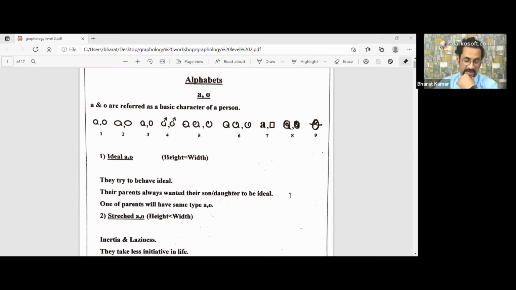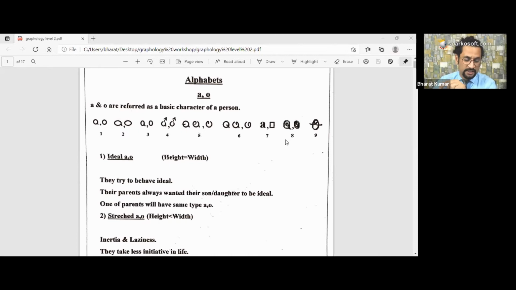Now, very important, the eighth kind of A. It looks like the at-the-rate symbol. Like when we write an email address, how do we write it? Like Bhavna at the rate of Gmail. So that is the A looking like at the rate. Okay. And here the node is where, inside A there is a node. Inside A there is a node. A knot is formed inside the A, right?